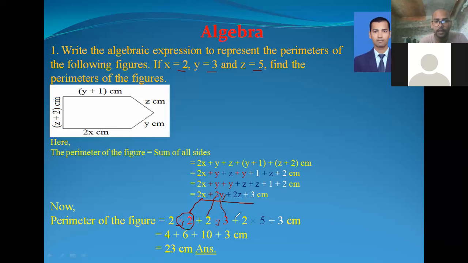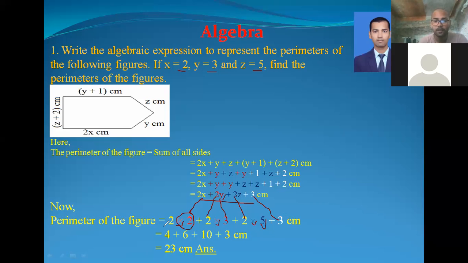Then after plus 2, and again between 2 and z there is no sign. It means multiplication. That's why we have written 2, and then after, the value of z is 5. You can see here plus 3, which is just copied because it is not given with any variable, so we are not required to replace it with any number or value.